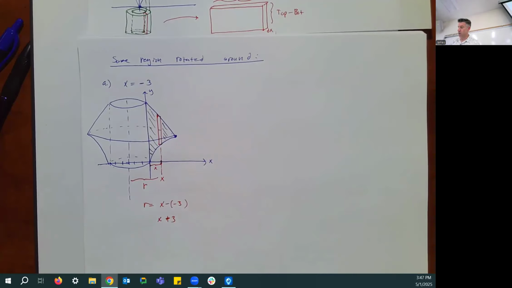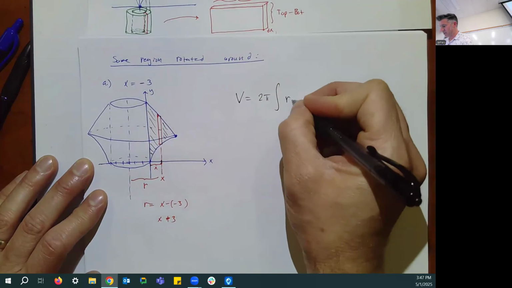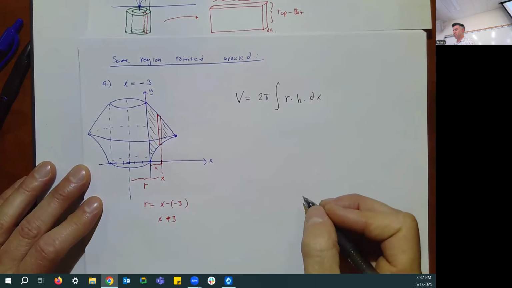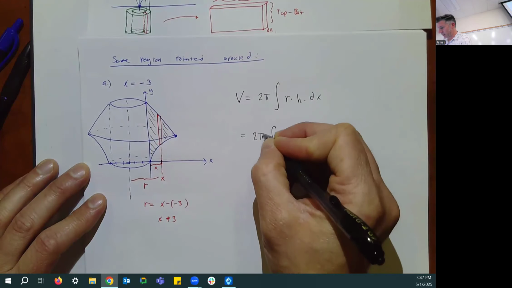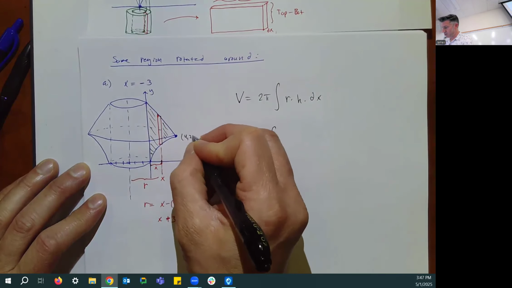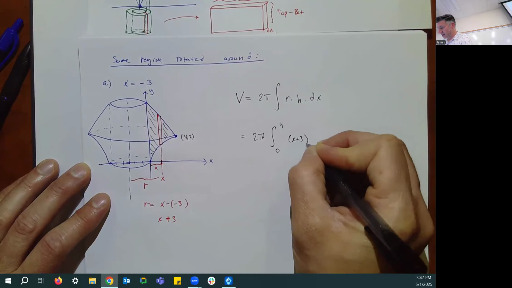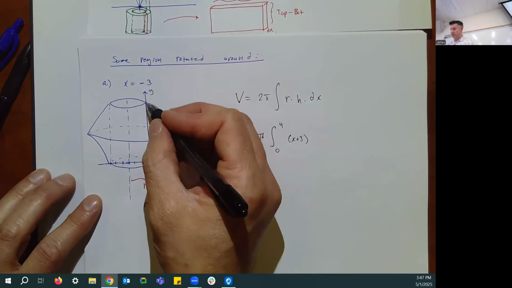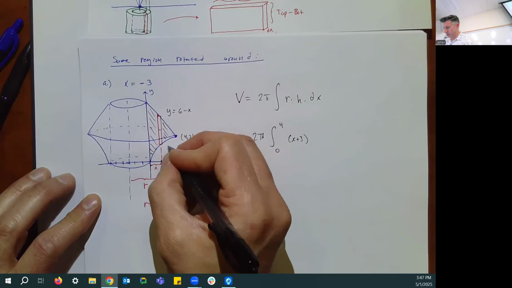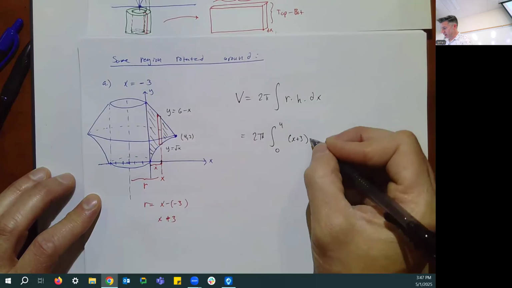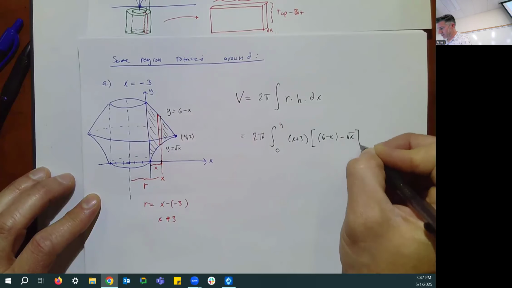So now using the shell method, my volume should be 2 pi times the integral of my radius times my height times my dx. In this case, it's going to be 2 pi, the integral is still from x equals 0 to x equals 4, because that's still the point 4 comma 2. My radius is now, instead of x, it's x plus 3. My height is still the same as it was before. It's still the top function, y equal to 6 minus x, minus the bottom function, y equal to the square root of x. So it's x plus 3 times 6 minus x minus the square root of x, dx.